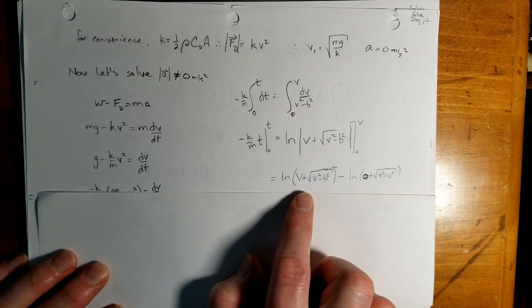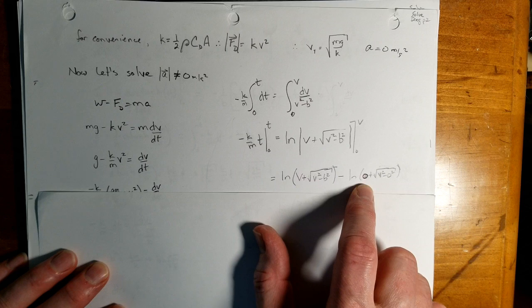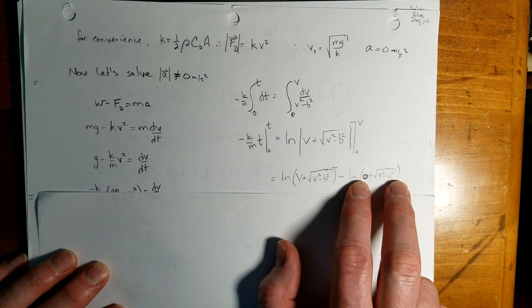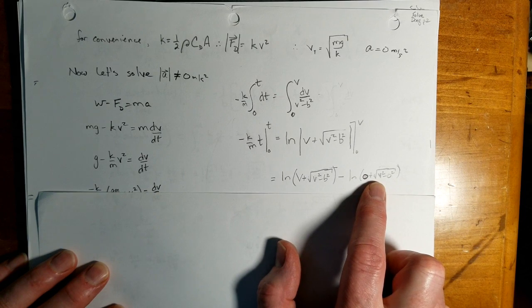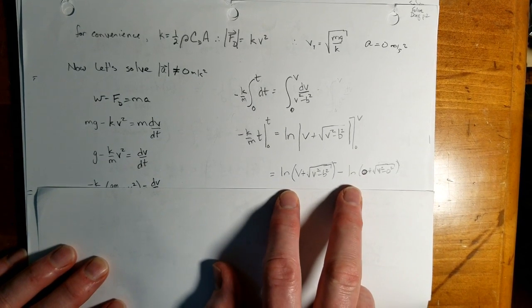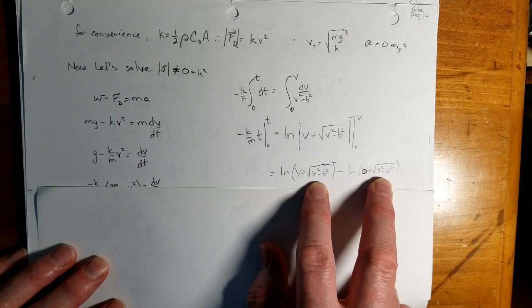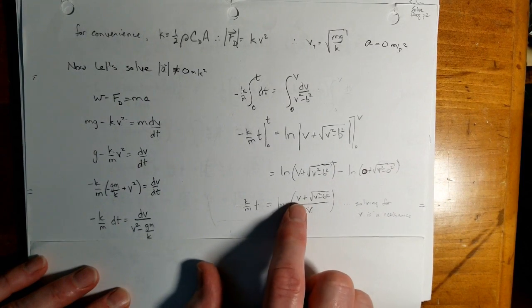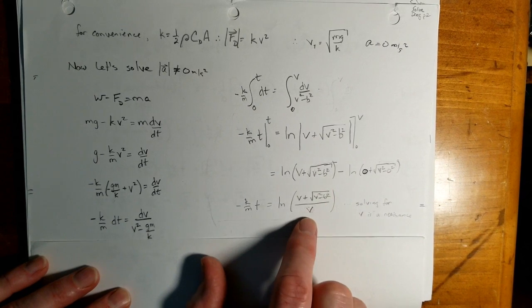So we have the natural log of, well, you plug in v and then you plug in 0, and this term over here just becomes v because you get the square root of v squared, which is v. And when you're subtracting logarithms, it's the same as dividing the meat of it. And so we have negative k over m t is equal to the natural log of v plus the square root of v squared minus b squared divided by v.